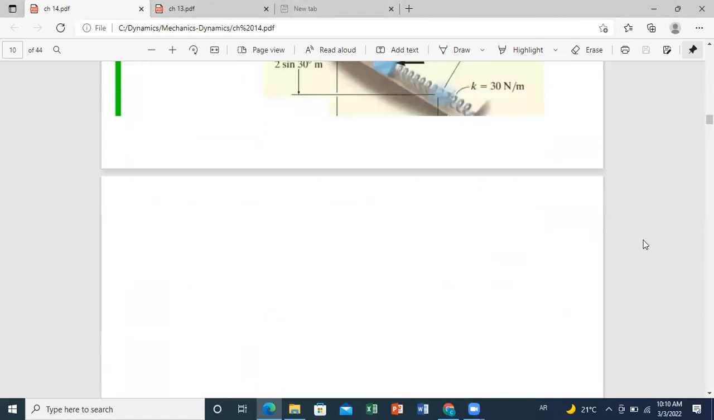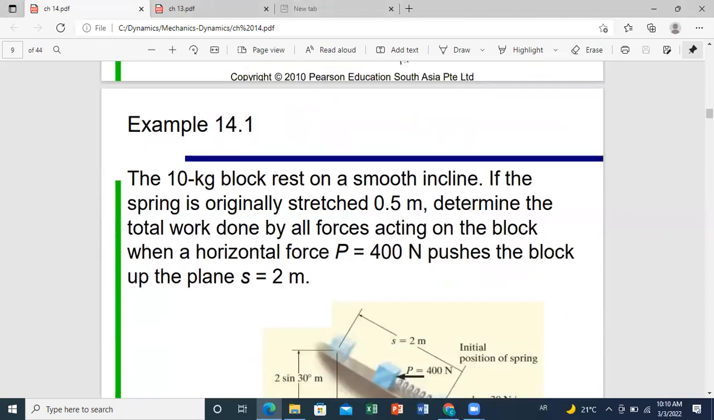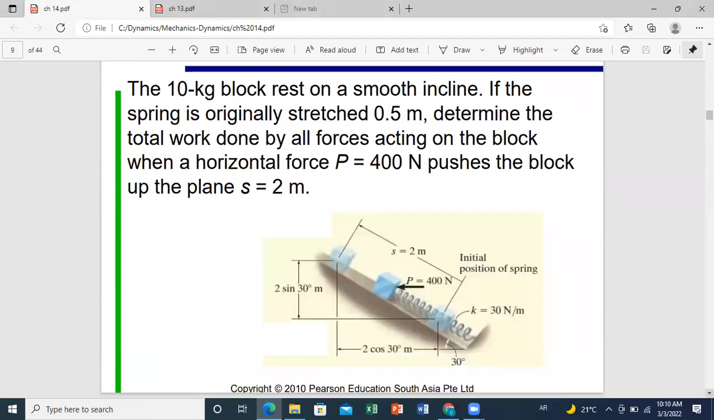Okay. So let us start to do problems. We'll start with this problem. The 10-kilogram block rests on a smooth incline. If the spring is originally stretched 0.5 meters, determine the total work done by all forces.